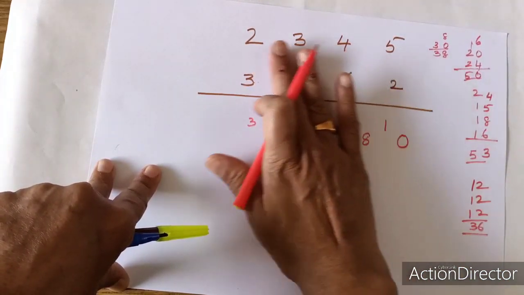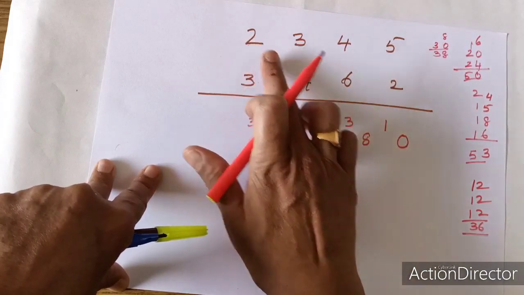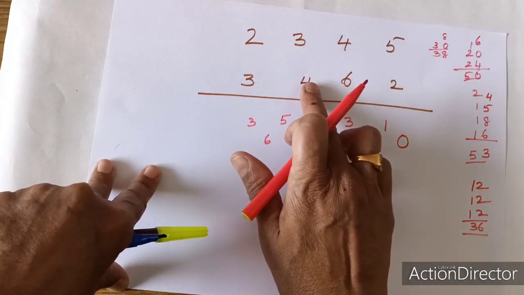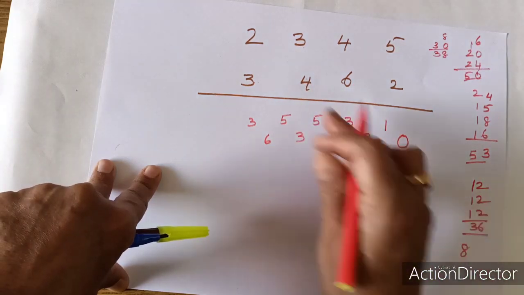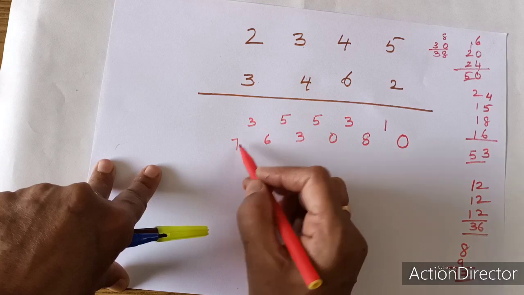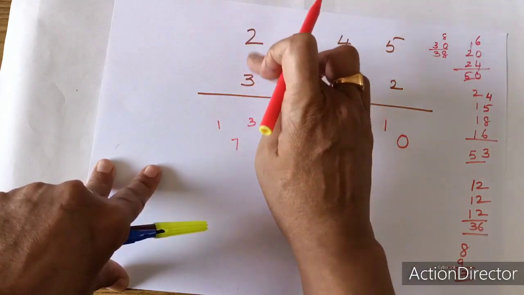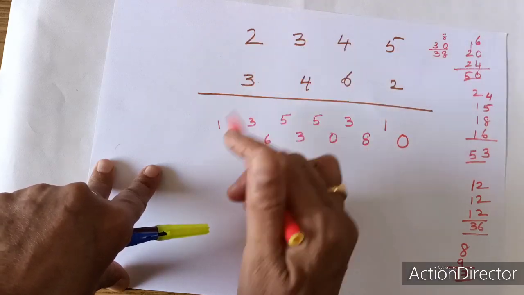Now all the 3 digits are over. So I will eliminate 4 and 6. I will move on to 2 by 2. 2 4s are 8. 3 3s are 9. So 8 plus 9 is 17. So I will write 7 and carry 1. So now I will eliminate 3 and 4. I will move on to the last single digit, that is 3 2s are 6.